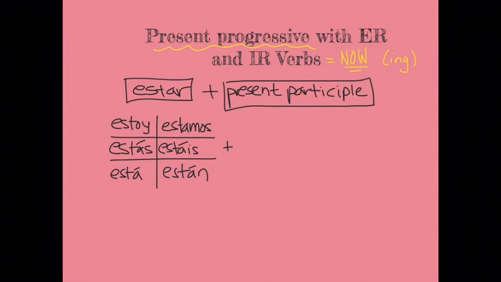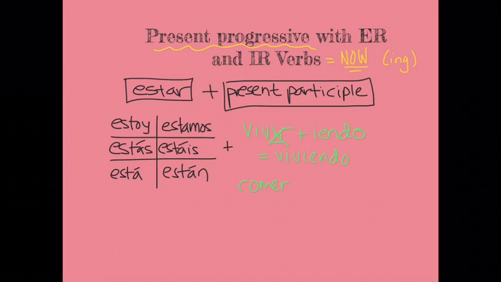So as a recap, remember our formula is estar plus the present participle. So we conjugate estar into the present tense. And how do we form this present participle? Well, it's going to change. So we get estar first. We find our ER or IR verb that we want to use. So let's take vivir again. I take off the ending, just like I did before with AR verbs. So IR is going to disappear, and I'm going to add iendo now to get the ing. So the ing form, the gerund or present participle, is going to be viviendo.